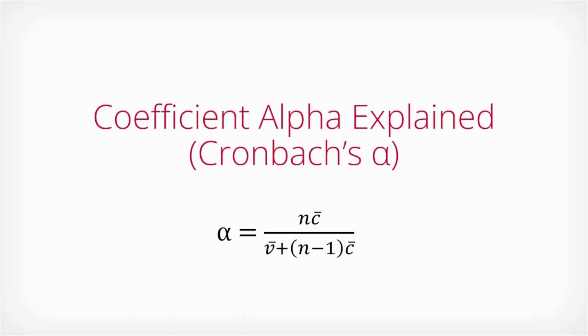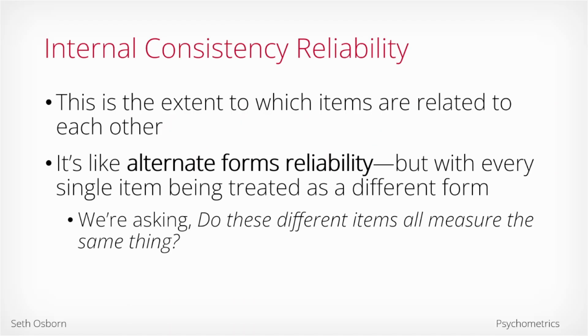Hi there, I am Seth, and in this video I'm going to explain coefficient alpha, more popularly known as Cronbach's alpha. This is a measure of internal consistency, which is the extent to which items are related to each other, although as we'll see there's a bit more to it when we get into coefficient alpha.